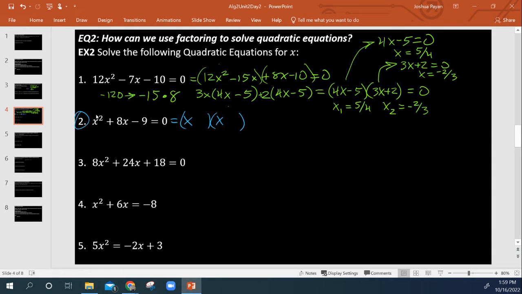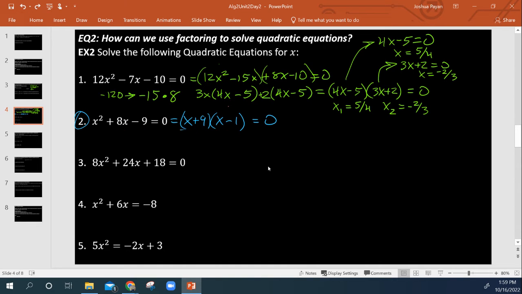And in this case, we see it's going to be, sorry, I had a brain fart. It would be positive 9 and negative 1, right? So 9 times negative 1 gives me negative 9. 9 plus negative 1 gives me positive 8.